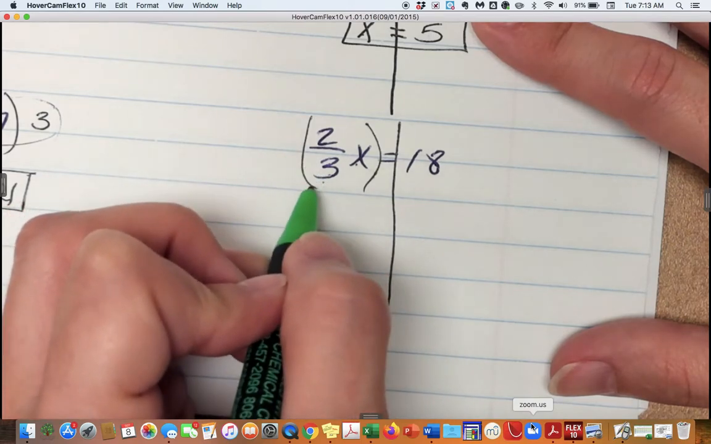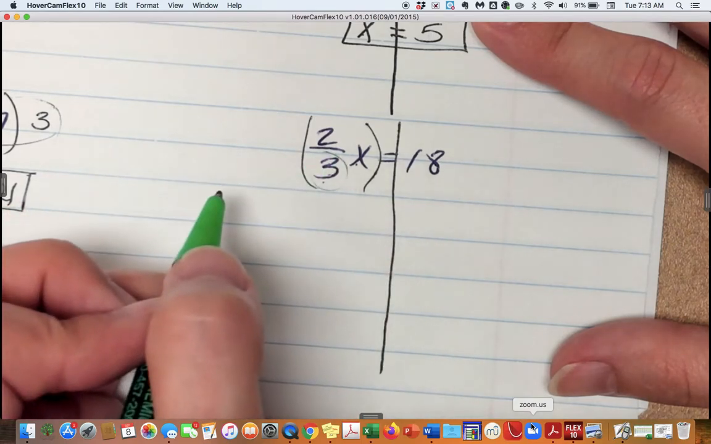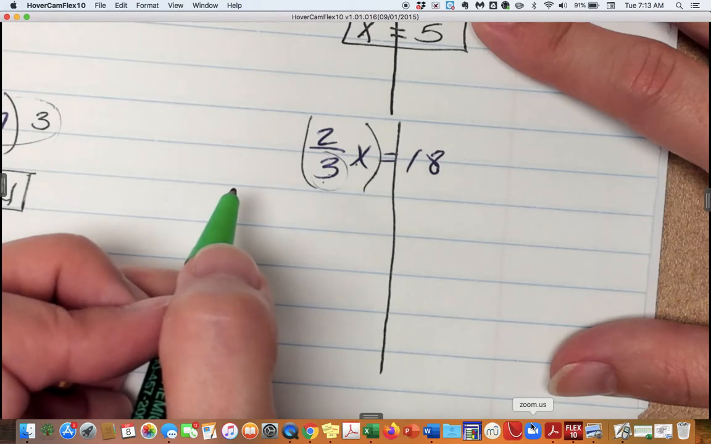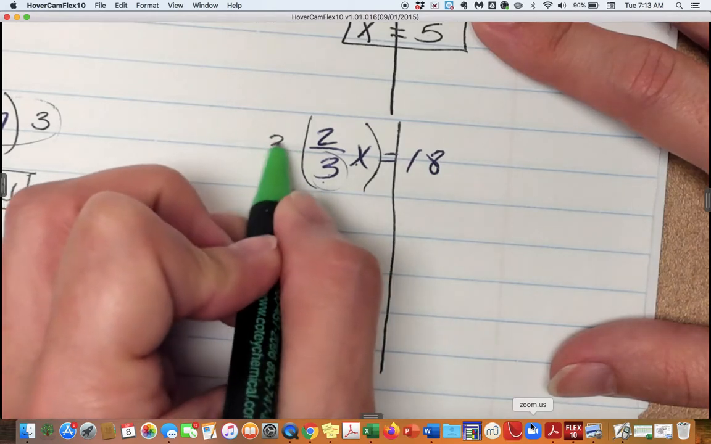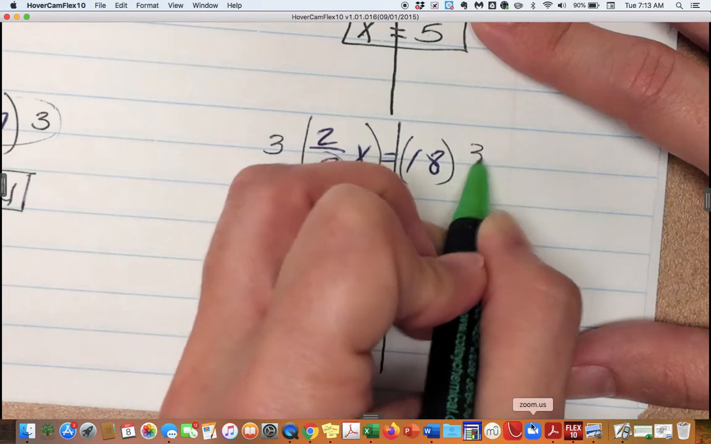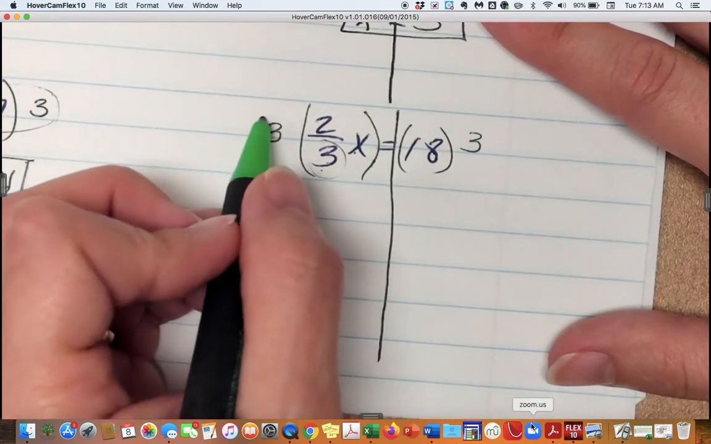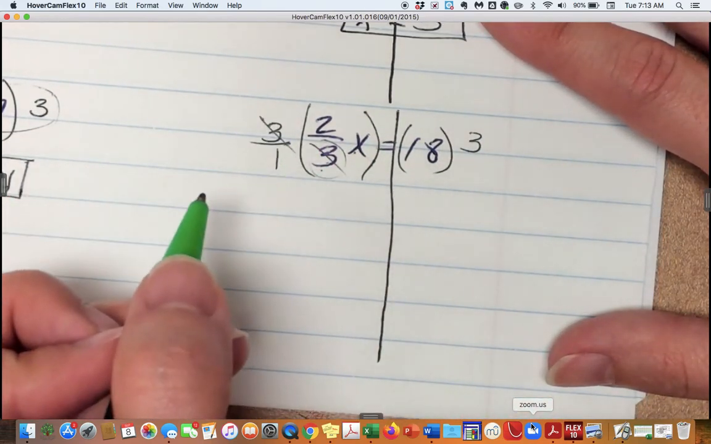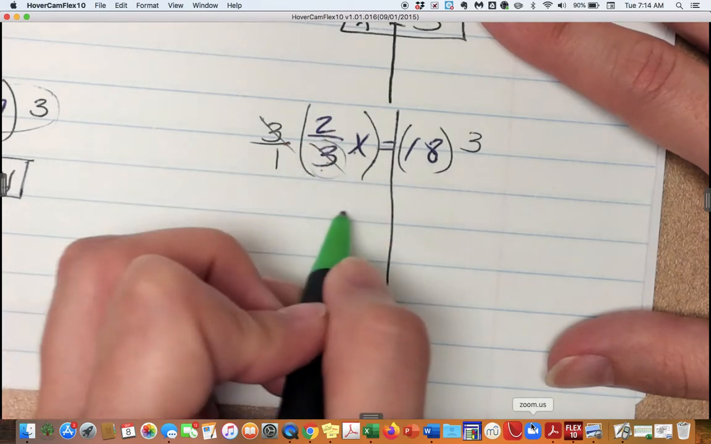But anytime you want to get rid of a fraction, multiply through by your denominator. If there's more than one fraction, you're going to multiply through by your common denominator. But for right now, we've got 1, so we're just going to multiply through by 3. The 3's cancel out or reduce. Now, it's not just x. I do have the 2x up top.